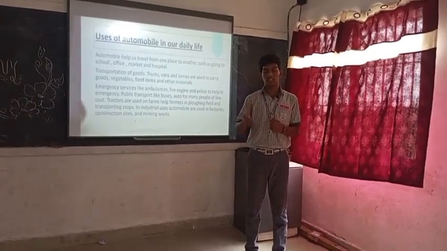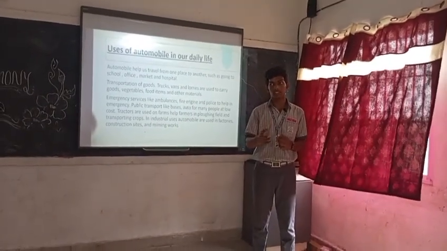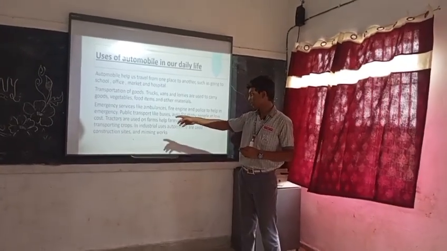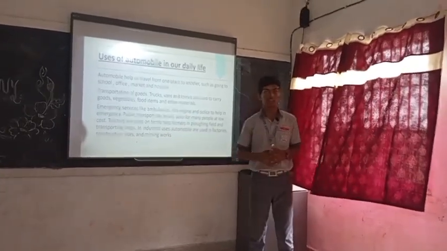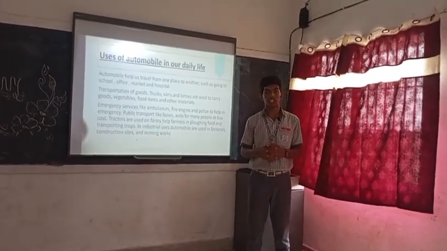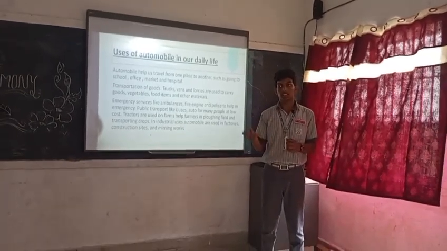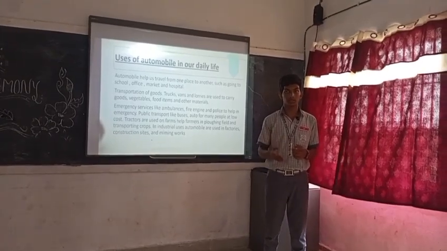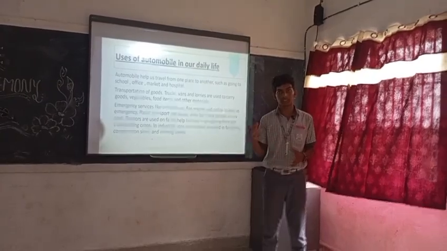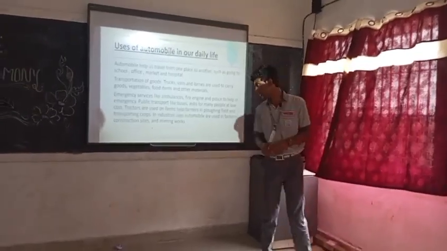police vehicles, and emergency vehicles in emergency times to come and save us. Tractors are used on farms for plowing the field or to transport the crops from the godown to the market. And construction vehicles like JCBs and cranes are used in construction to transfer heavy stones from one place to another.